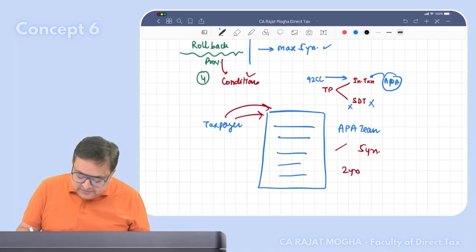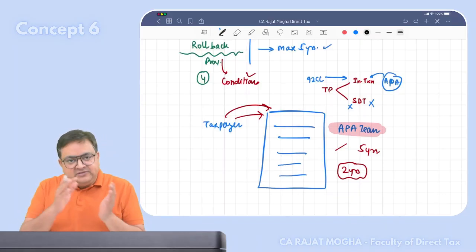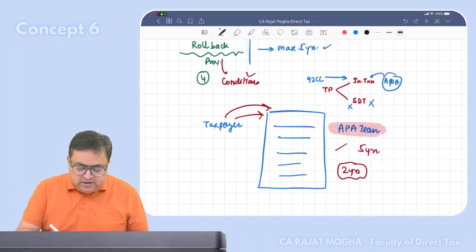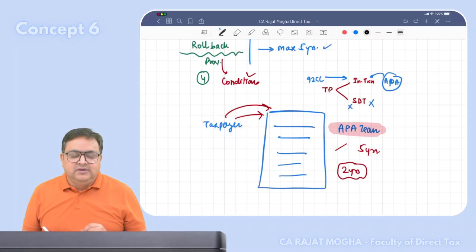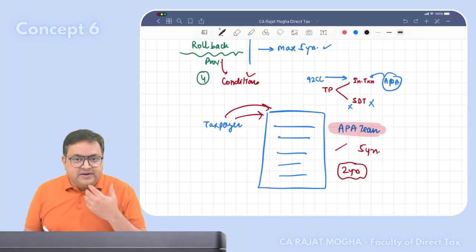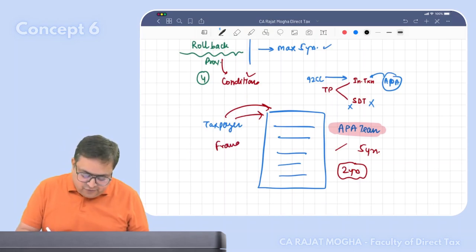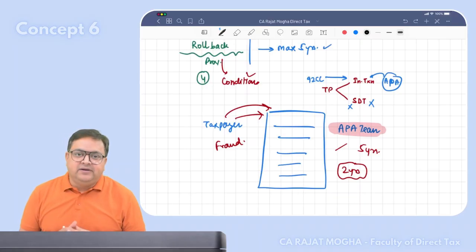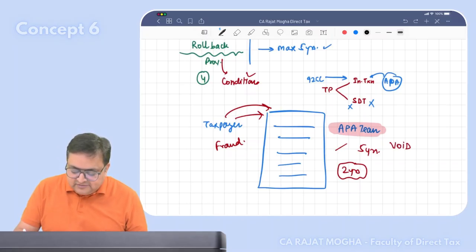After 2 years, the department found out that 2 years have already passed and 3 years more are to go. This APA is ongoing. After 2 years, they came to know that this taxpayer has actually given wrong information. He misrepresented and suppressed some of the information. That is by way of fraud. By way of fraud, by way of willful suppression of facts, this APA has been obtained. So what will they do? They will immediately declare this APA as void.